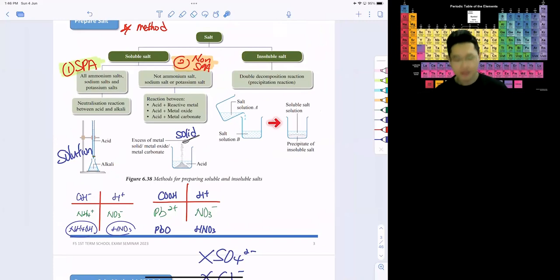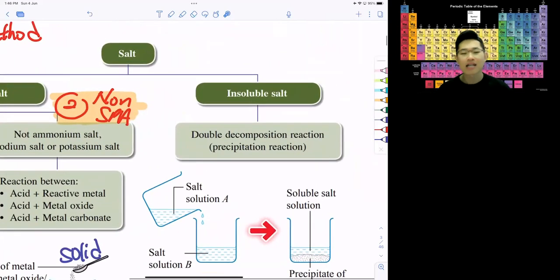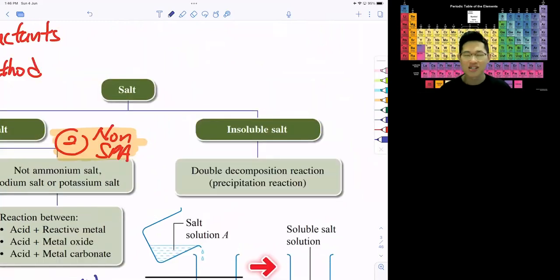The last one. Okay, the last one here. You give me an example. Can I have one example of insoluble salt, please? Okay, magnesium carbonate, thank you.